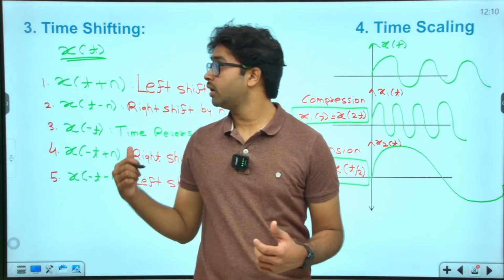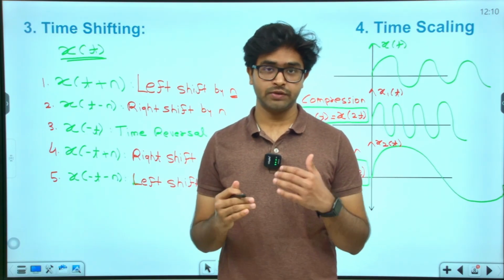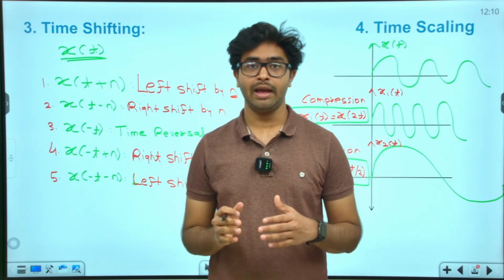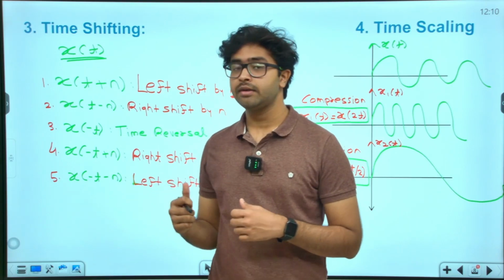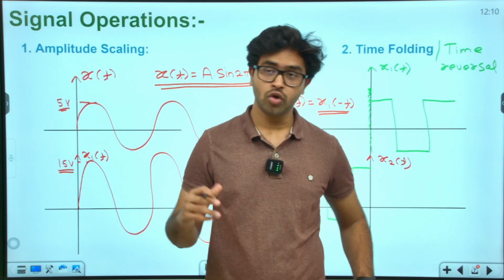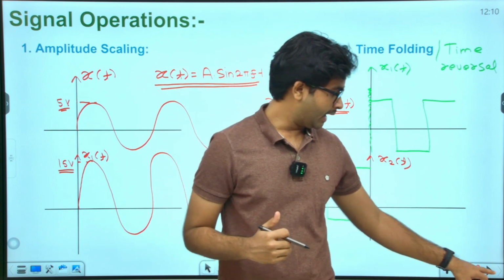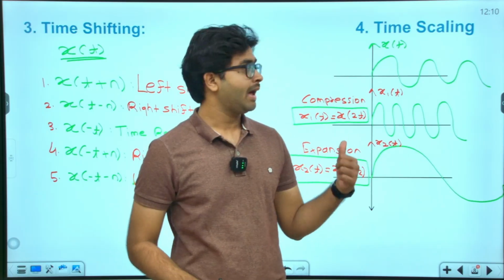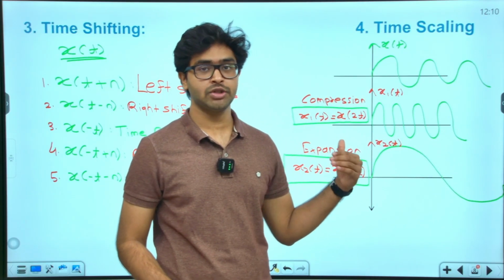Okay, so summarizing this video, we started with the various different types of signals: deterministic, non-deterministic, causal, non-causal, and other types of signals like periodic and non-periodic. Then we started with the operations on signals, and various operations we have seen. The first two operations were amplitude scaling, then time folding. On this slide, we have seen the time shifting, various time shifting properties. And the last is the time scaling properties, how the expansion and the compression look like.